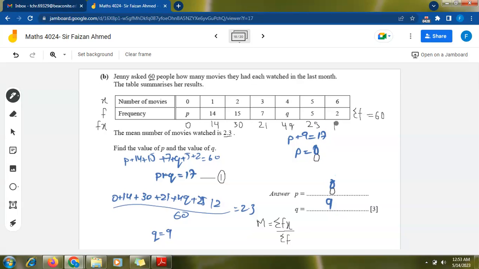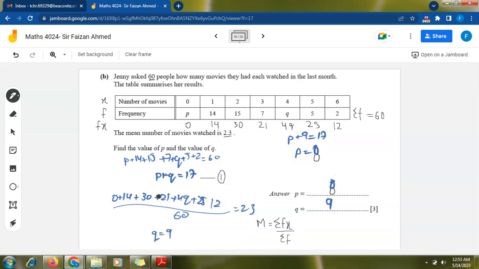So I have to add all these numbers. What I did: 0 plus 14 plus 30 plus 21 plus 4Q plus 25 plus 12 upon 60, since the total number sigma f is 60. This is the value of sigma fx, and this is the value of sigma f, equals the mean. What is the mean? The mean is 2.3. So this 60 will get on this side and it will get multiplied.